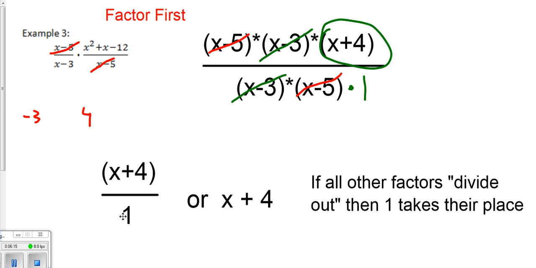Anything over 1 is itself, though, so we can simply just say that it's x plus 4. Either one of these would be considered correct, but it's probably most simple just to say x plus 4. So this would be the simplified form.